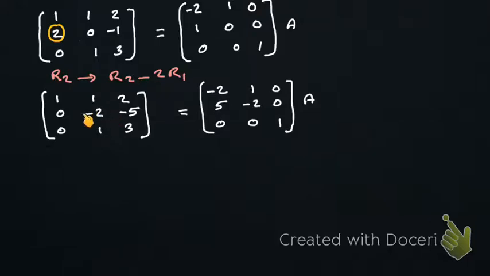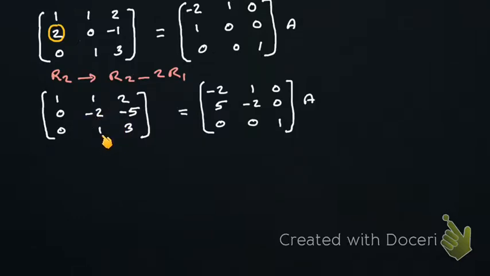What do we need next? A22 should become 1. And you should never involve R1 for that, because if I use R1 for anything, I will lose this existing 0. So anything I do should be between R2 and R3. So I need 1 here.